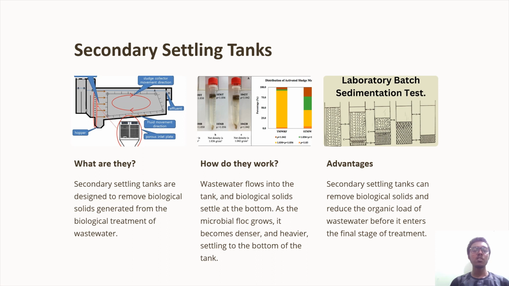How they work: wastewater flows into the tank and the biological solids settle at the bottom. As the microbial floc grows, it becomes denser and heavier, and it settles at the bottom of the tank, and the settled particles are removed. In this way, the secondary settling tanks work.